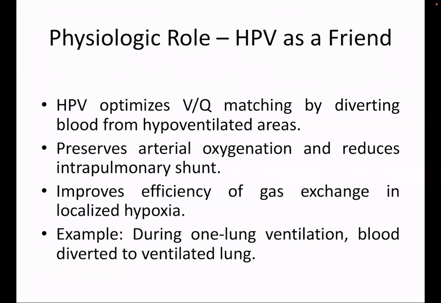Now the physiologic role of hypoxic pulmonary vasoconstriction. So HPV as a friend. How does it help us? It is most important in patients where we are doing a thoracic surgery and the patient is in the lateral position and a single lung is being ventilated. Without our friend, that is HPV, we could not have performed this task. It would have been very difficult to maintain good oxygenation for the patient.